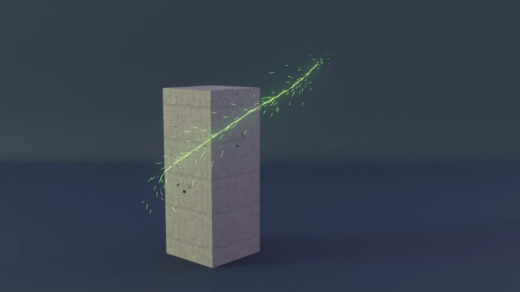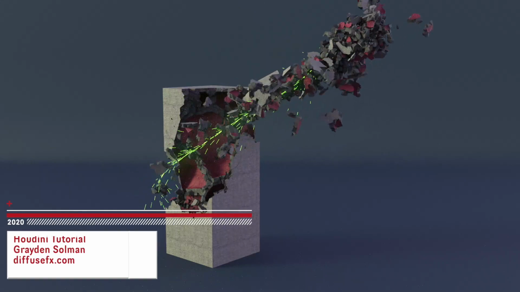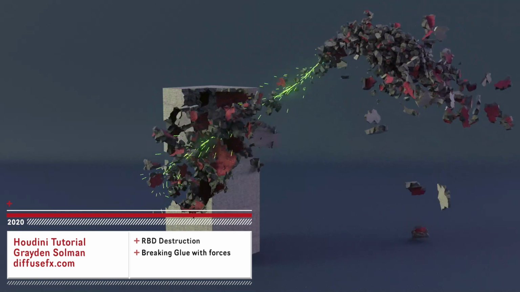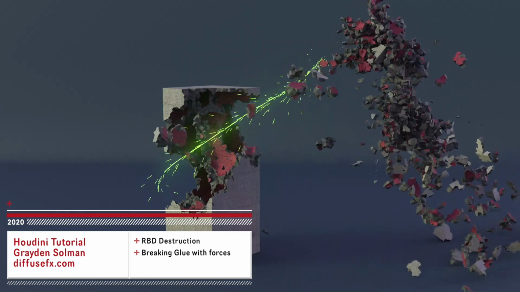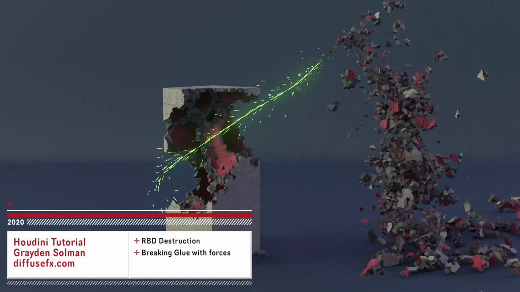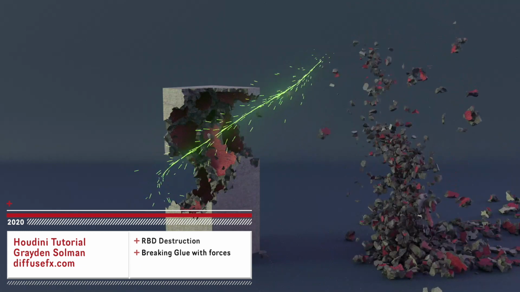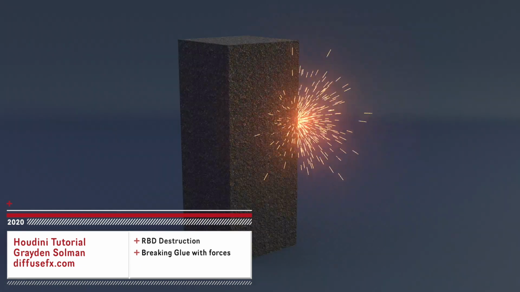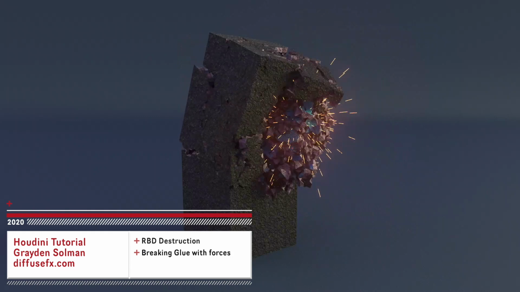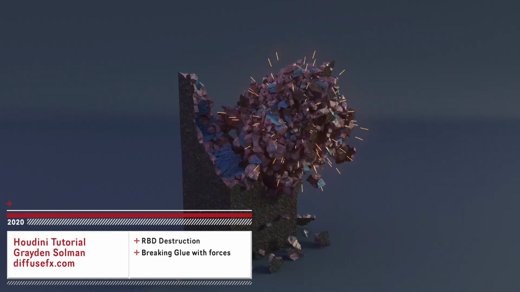Hi folks. Today I wanted to cover something relatively straightforward, but that's actually pretty useful in a lot of workflows, but isn't necessarily built into Houdini. And that's the ability to break glue constraints with something other than impacts. So by default, when you're doing rigid body simulations and you're using glue, the only way to break glue is when something smacks into it.